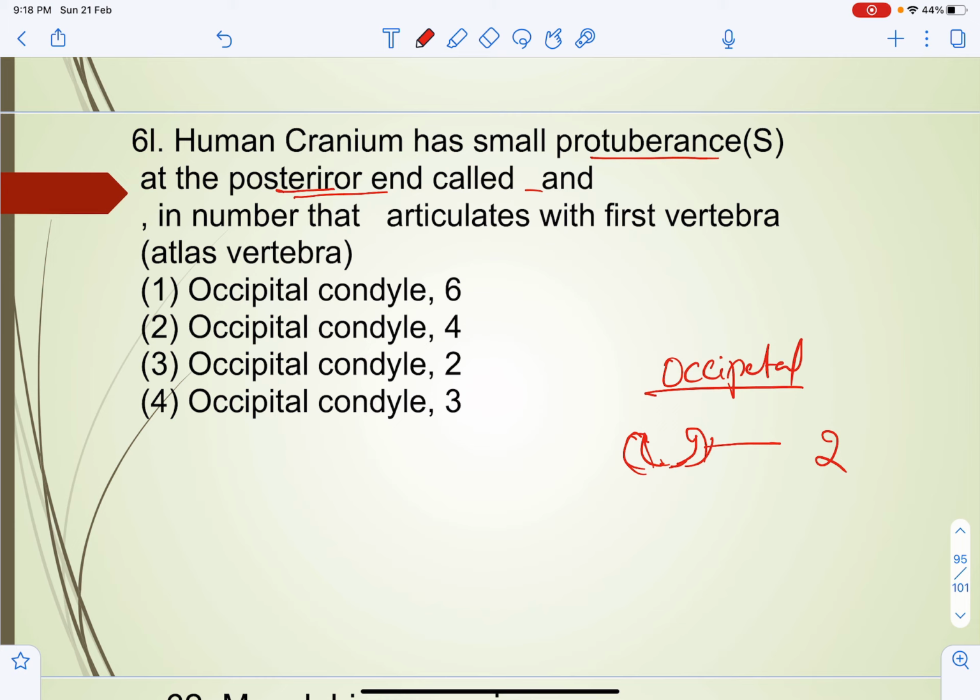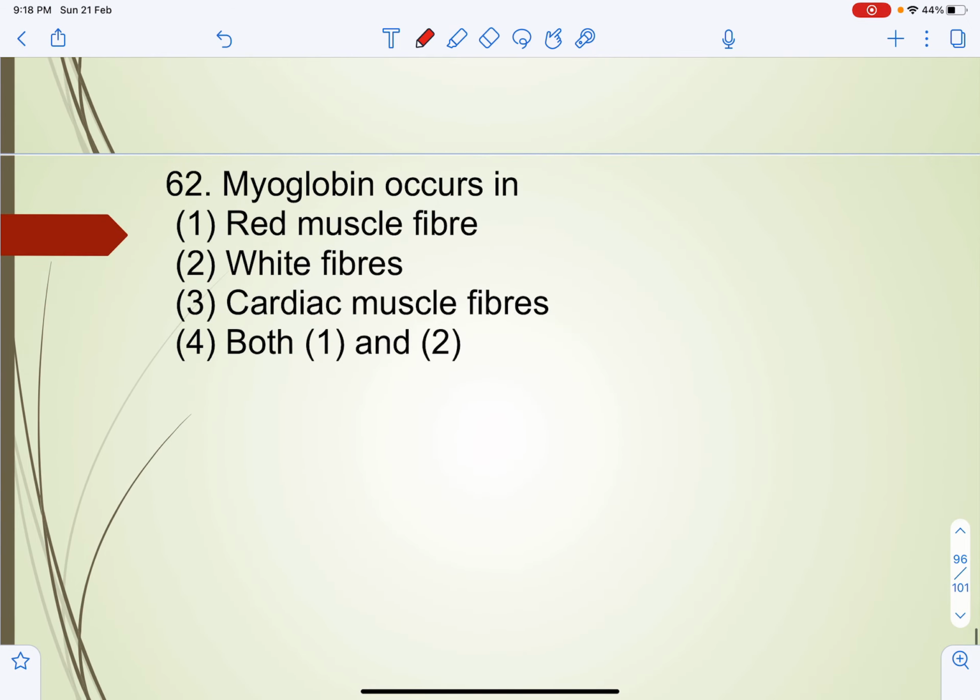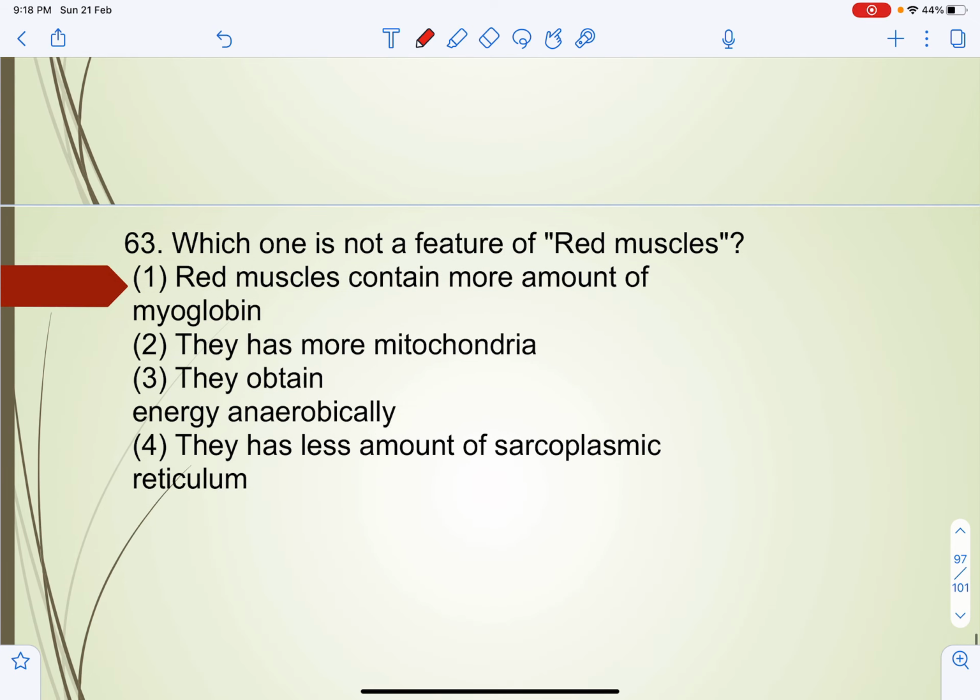So occipital condyles articulate with the atlas. In the occipital bone there are two, so they are called occipital condyles. Next, myoglobin occurs in, as we know, myoglobin is present in both red fiber and white fiber, so in this case both 1 and 2 we can select.